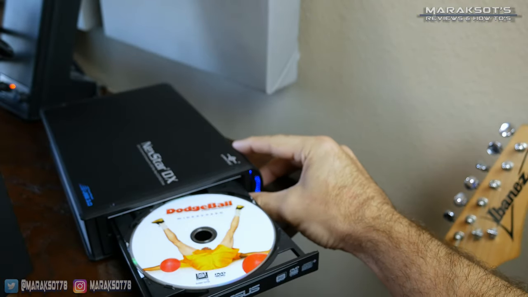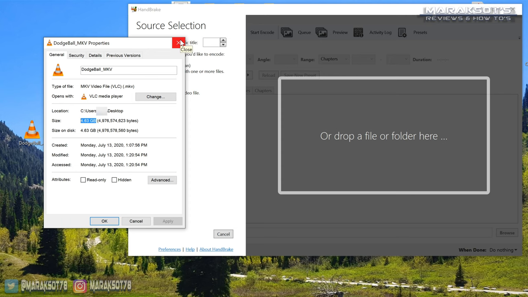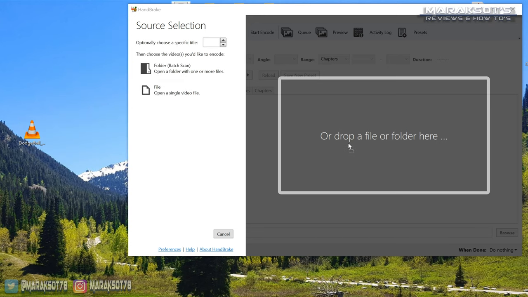First up, I ripped a DVD copy of the movie Dodgeball, which is a 1 hour and 32 minute long movie, using MakeMKV, which produced a 4.63 gigabyte MKV file. I then dropped that file into Handbrake to encode, and here's what I found.